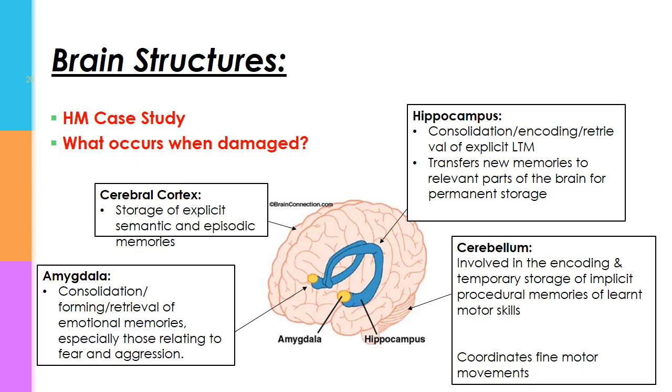The cerebellum is involved in the encoding and temporary storage of implicit procedural memories. Now, we're not talking about emotions here. We're talking about things to do with reflexes. So the things that have to do specifically with explicit memories are your hippocampus and your cerebral cortex. The amygdala and the cerebellum have a role in your implicit memories.